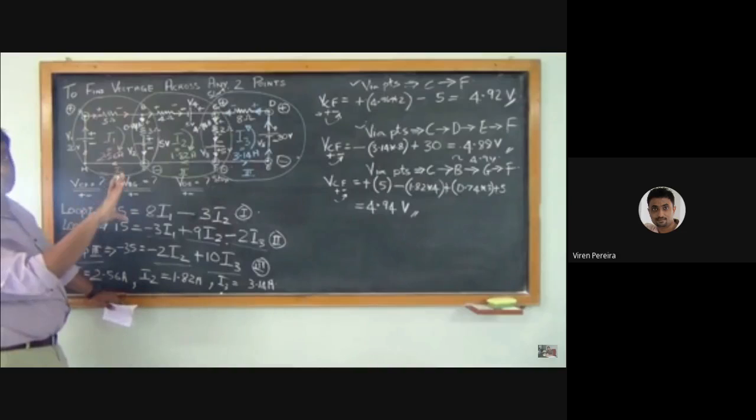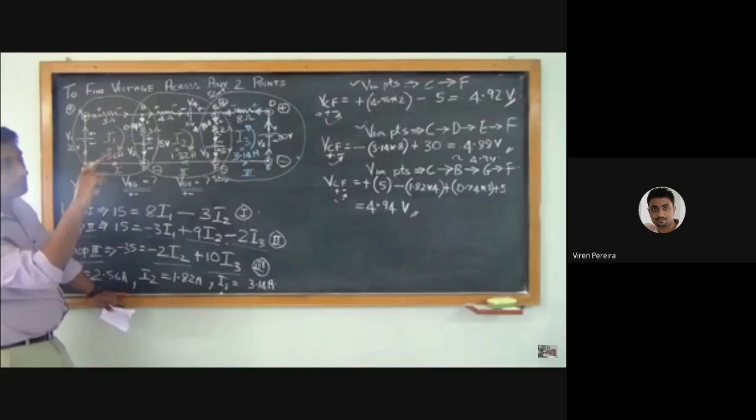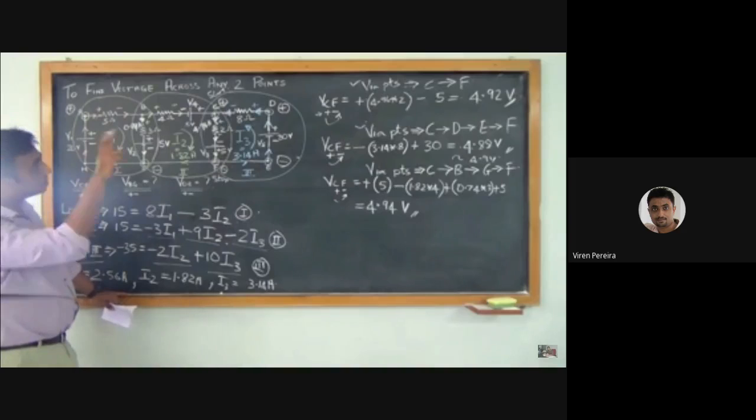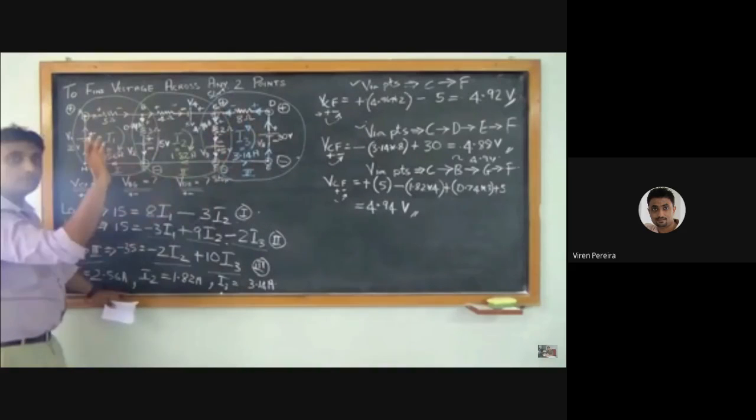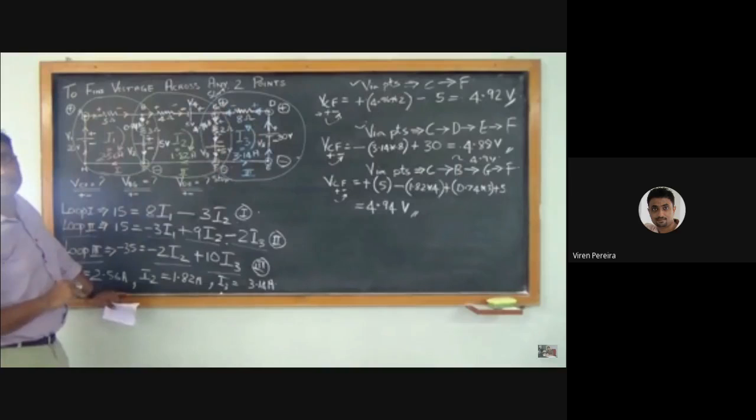But this is basically for you to understand that no matter which wire point you take or which loop you take, either this or this, you will get the same answer, because it's just the voltage across those two points, and the voltage across any two points is the same.